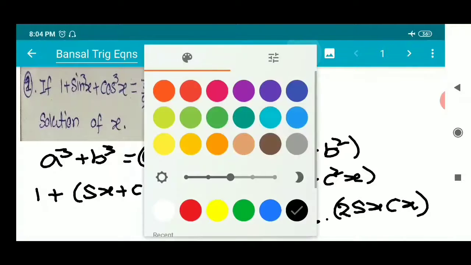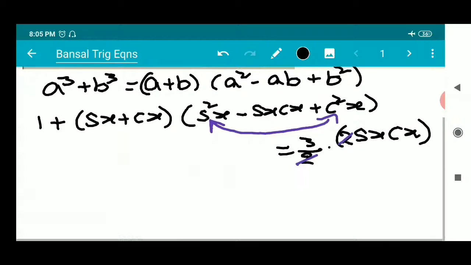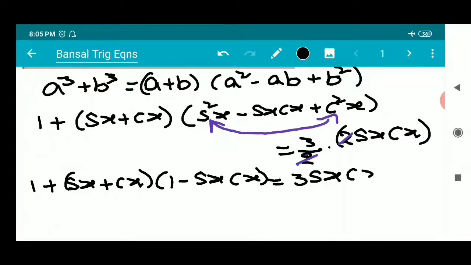Okay, now this 2 and this 2 will get cancelled, and sin square x plus cos square x will be equal to 1. Okay, so just see this, that is (1 plus sin x plus cos x) into (1 minus sin x cos x) equals 3 sin x cos x.